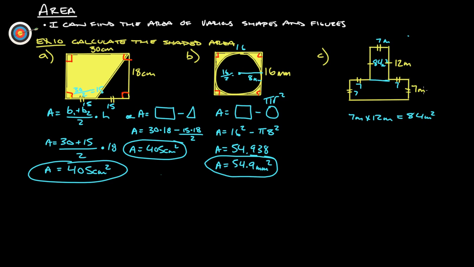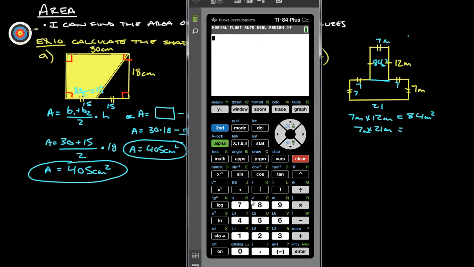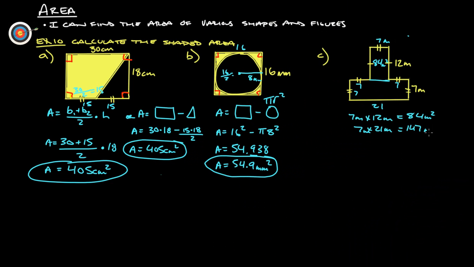And then to figure out this here, we have this 7 here, but we have to figure out what this base length is down here. That's going to be this 7 plus 7 plus 7, so that's going to be 21. Now we take 7 times 21, which gives us 147 square meters. So this is 147 square meters.